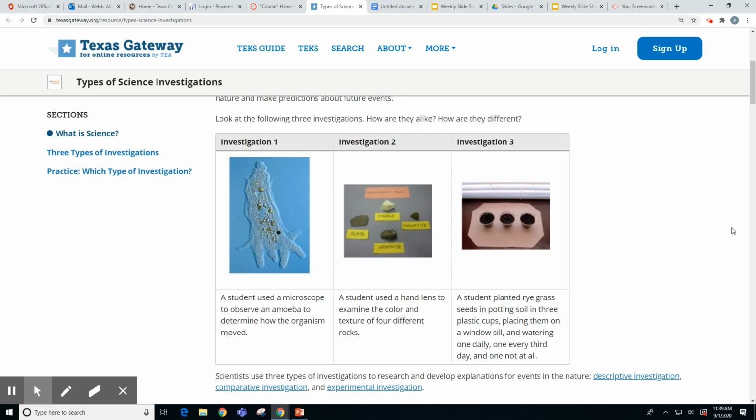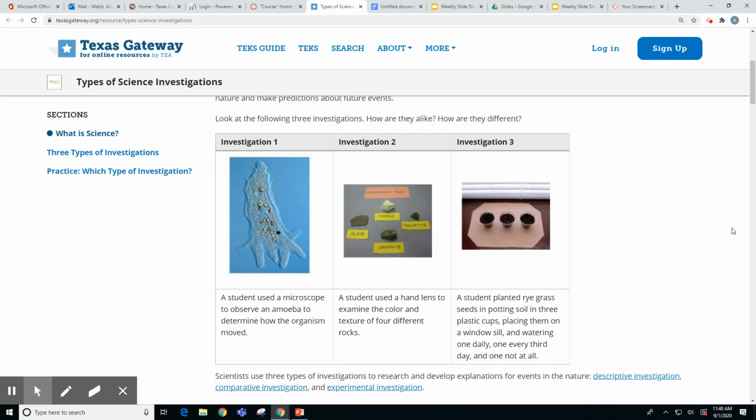Investigation number 3. A student planted ryegrass seeds in potting soil and 3 plastic cups, placing them on a windowsill and watering 1 daily, 1 every 3rd day, and 1 not at all. What type of investigation do you think this is? So this is actually experimental investigation. Why? Because anytime we put seeds in soil and we water, we know something's going to change. We know that they're going to not look the same at the end, whether some are big, some are smaller than others. There's going to end up being plants inside that soil.